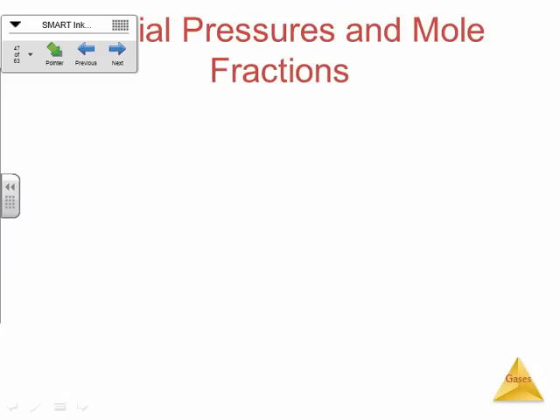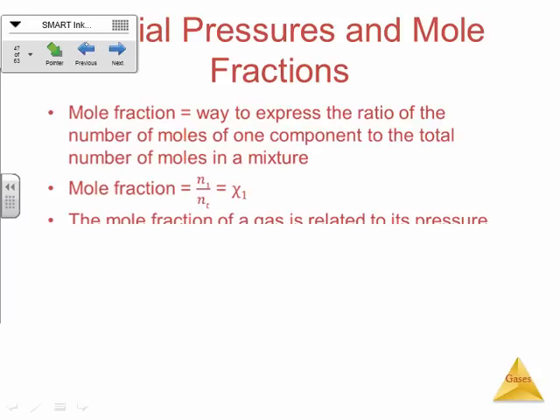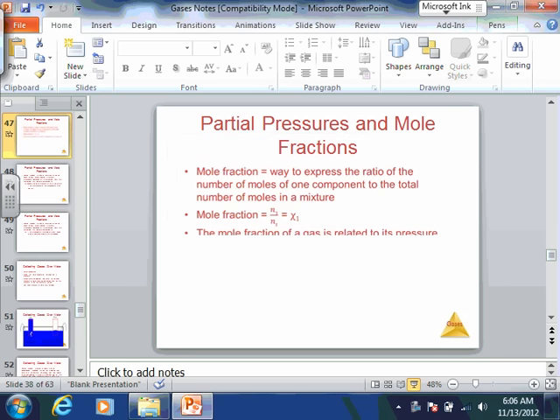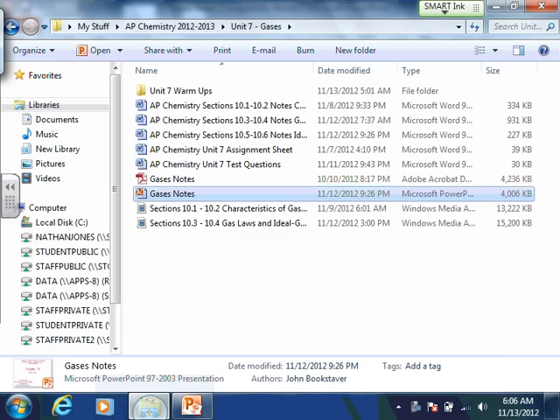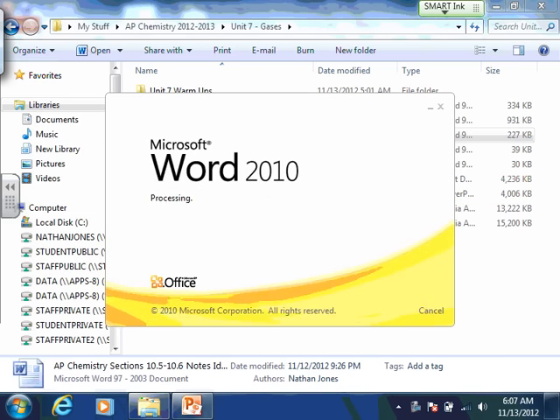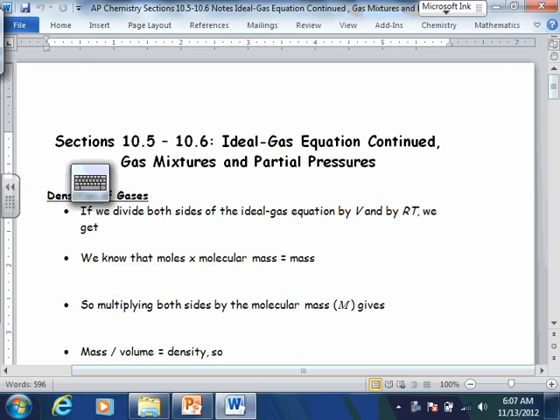Okay, now we need to talk about mole fractions, okay? Whoops. What happened here? That's very strange. Well, that's unfortunate. Okay, let me take a look at your notes here. Well, here, probably just need to pause this thing for a second and fix that.